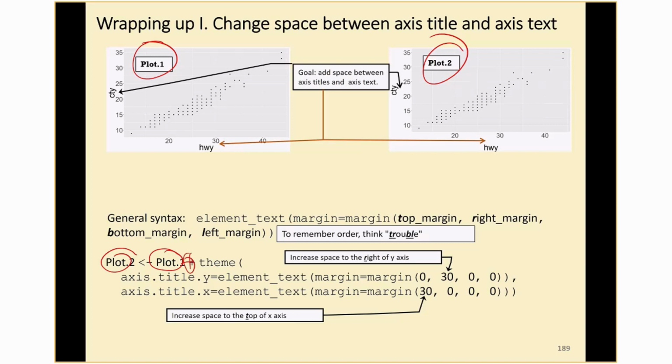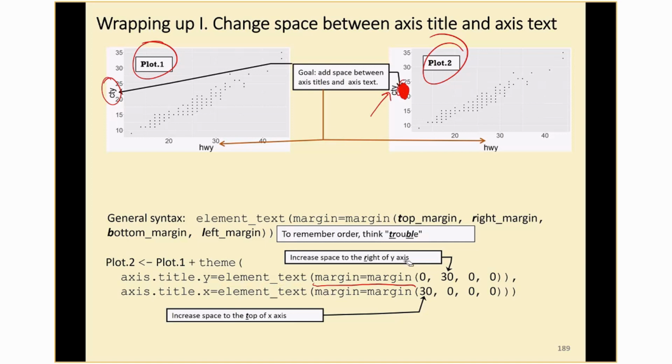As always, we're going to be doing these minor manipulations, so we're going to use the theme function, and there's its open, and there's its close parenthesis. And so as always, we begin by naming the element, axis title Y. So there is our axis title Y. It's text. We use the element text function, and then we specify margin equals margin, and then we think of trouble. T, R, B, L. R stands for right, and what that means is that 30 units of space are going to be inserted right of this word city.